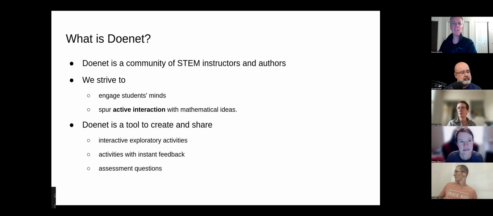From the software side, Doenet is a tool that we use to both create and to share these different activities. I would say our sweet spot is something I like to call interactive exploratory activities. These are activities that you give your students, and it gives them feedback. They can do things like sketch a graph or move points around or try to draw something, and they get feedback on it. It can also do standard assessment questions, like what's 5 + 5. But we like to think the sweet spot of Doenet is these activities.